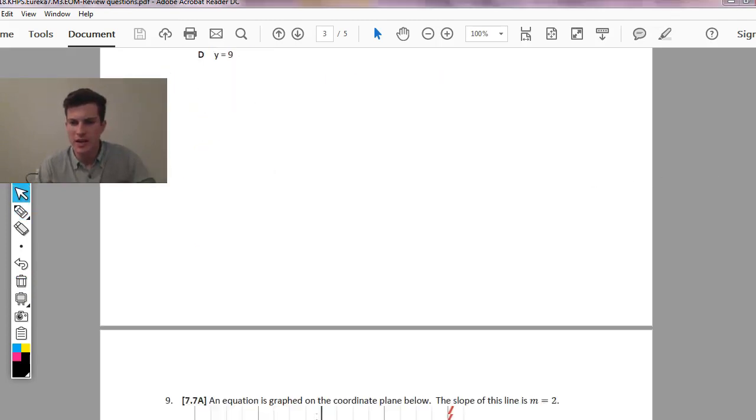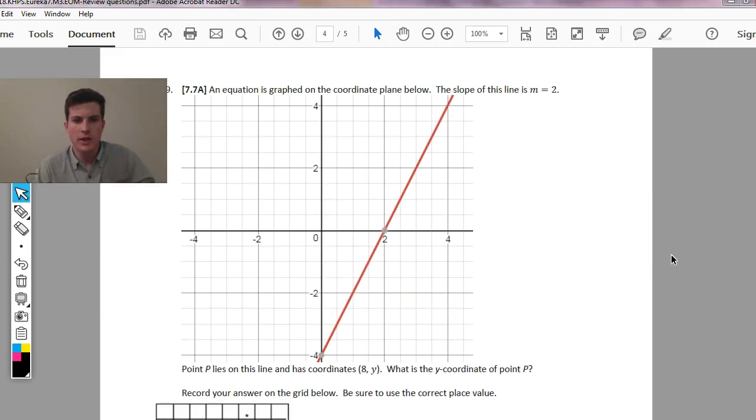Scroll down to number 9. An equation is graphed on the coordinate plane below. The slope of the line is m equals 2. Point P lies on the line and has coordinates 8, y. What is the y coordinate? Interesting question. And there's no multiple choice. We have to find the solution.